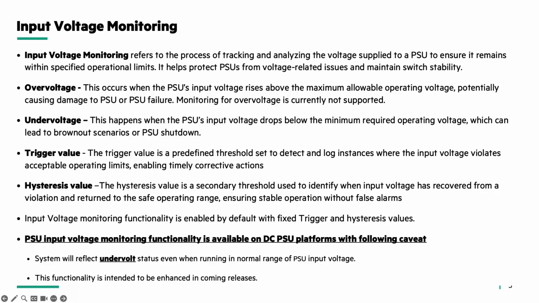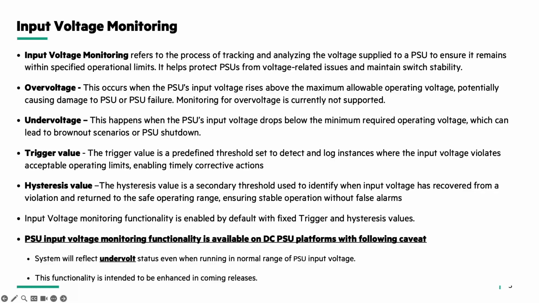Overvoltage occurs when the PSU's input voltage rises above the maximum allowable operating voltage, potentially causing damage to the PSU or PSU failure. Monitoring for overvoltage is currently not supported. Undervoltage happens when the PSU's input voltage drops below the minimum required operating voltage, which can lead to brownout scenarios or PSU shutdown.